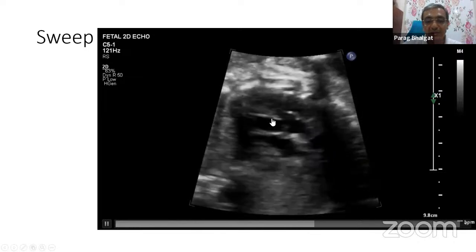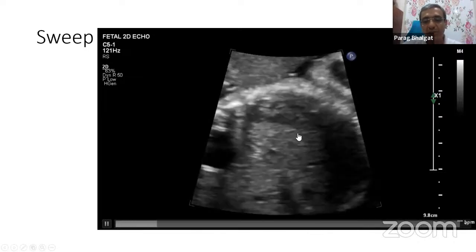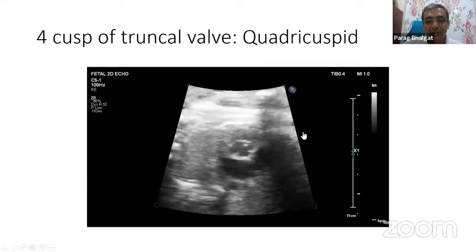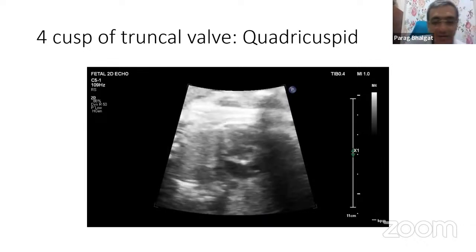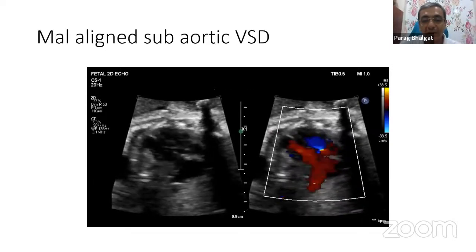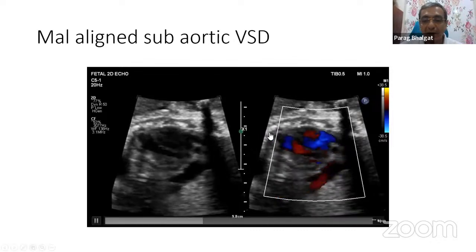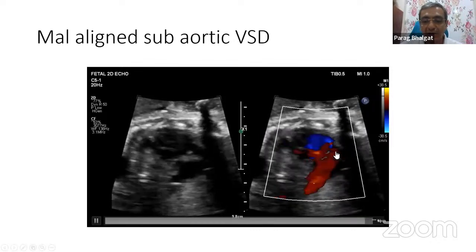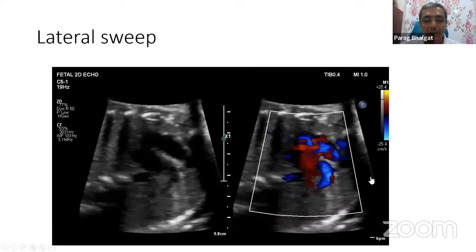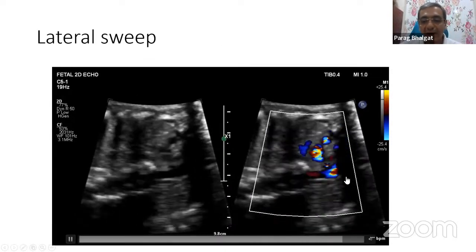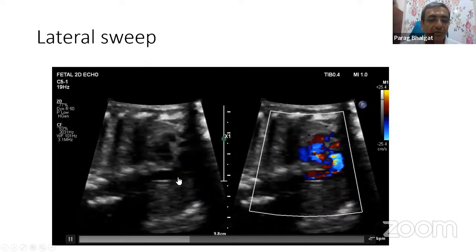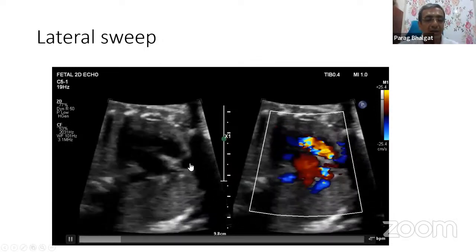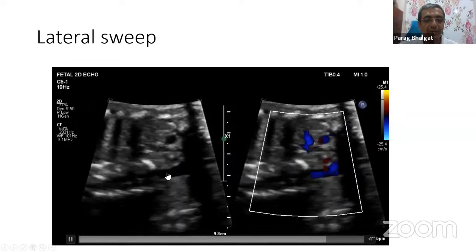There is a single semilunar valve, and we see something coming off the posterior aspect of the ascending aorta. The quadricuspid semilunar valve is a very common finding in truncus. This is the AV valve, and this is the truncal valve. It's a lateral sweep, going from one side to another, and there you can appreciate the origin of the truncal valve here. This is the aortic arch and the PA joining here.